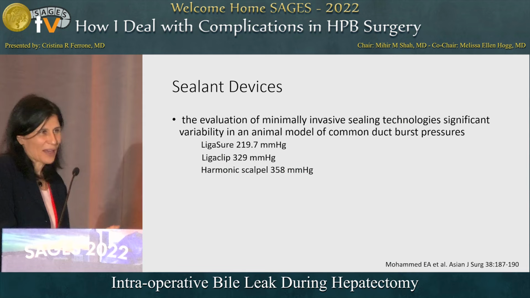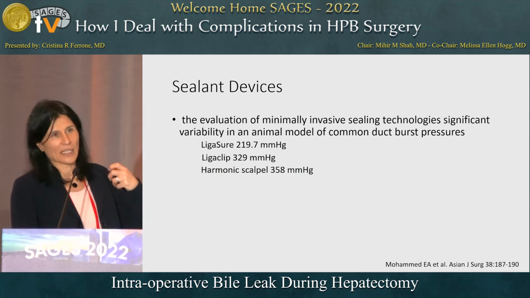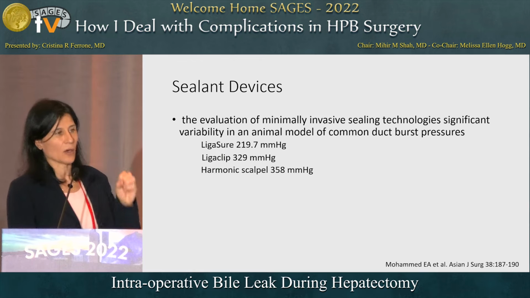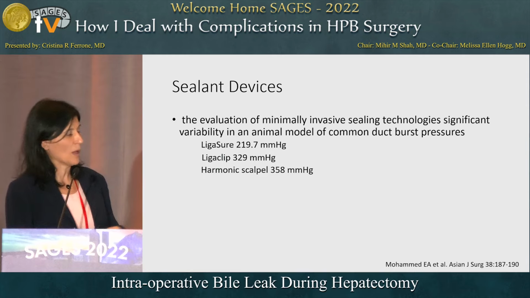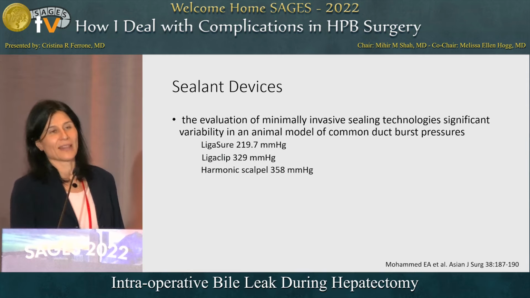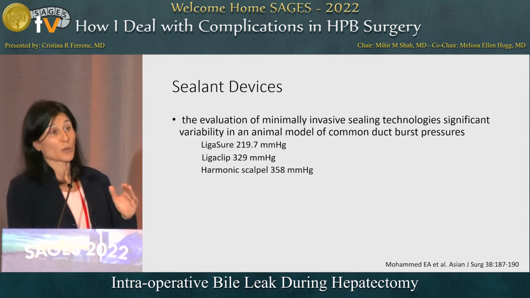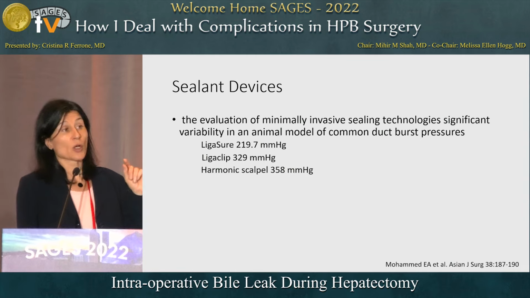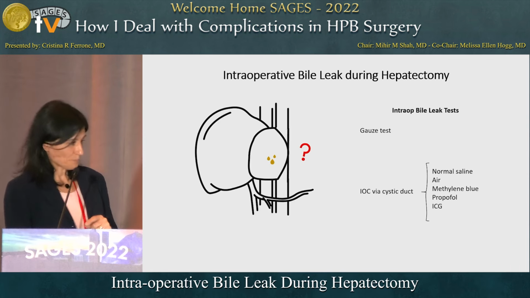And so I thought this was interesting. This was an animal model study, and what they did is they injected the cystic duct into the common bile duct and tried to evaluate the pressures it would take to open up what had been sealed by either a ligature, a ligaclip, or a harmonic scalpel. And you can see the different pressures that are needed. And so the harmonic scalpel is one way that you could potentially close a small bile leak if you can identify it.